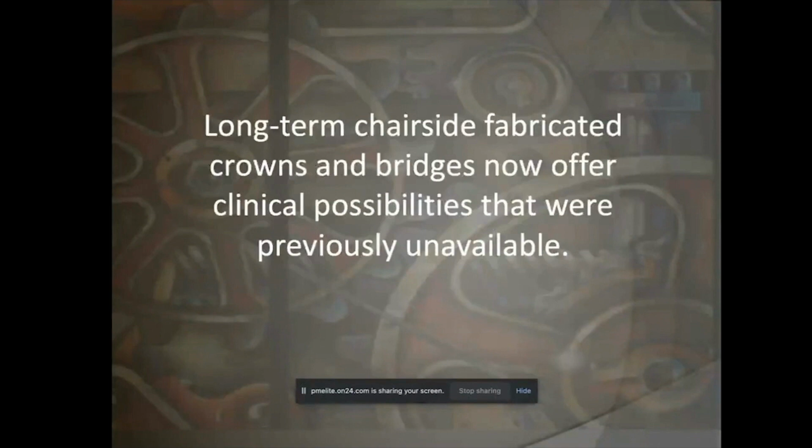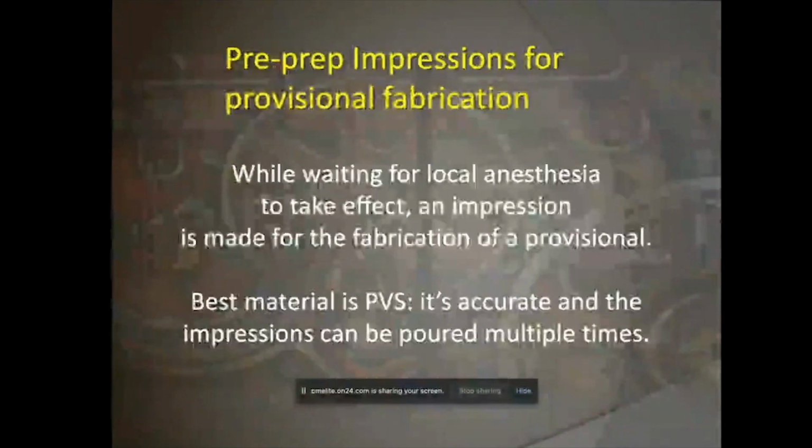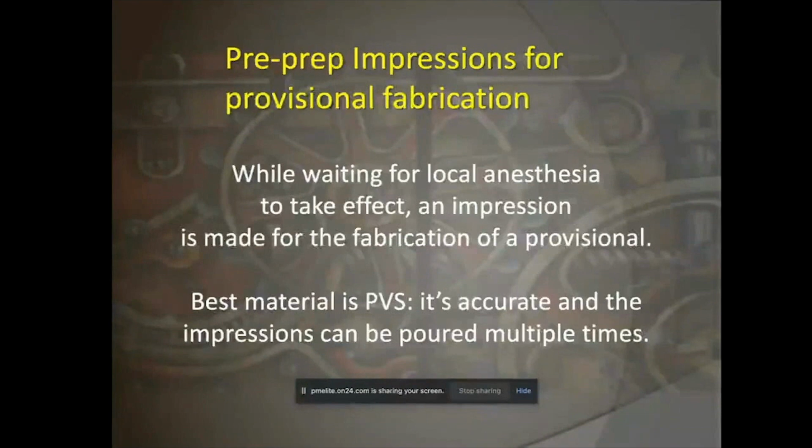Long-term chairside fabricated crowns and bridges now offer clinical possibilities that were previously unavailable. And we'll go into that as well, as far as what it means to have a long-term chairside fabricated crown and bridge. Because a lot of times we'll wind up extracting teeth and replacing that with bridge work. And during the healing phase, which can take anywhere from 4 to 6 months, we want to make a provisional that will be long-lasting. And you can do this chairside. It's really very simple, and that'll be something we'll go over at the very end. So stay tuned.